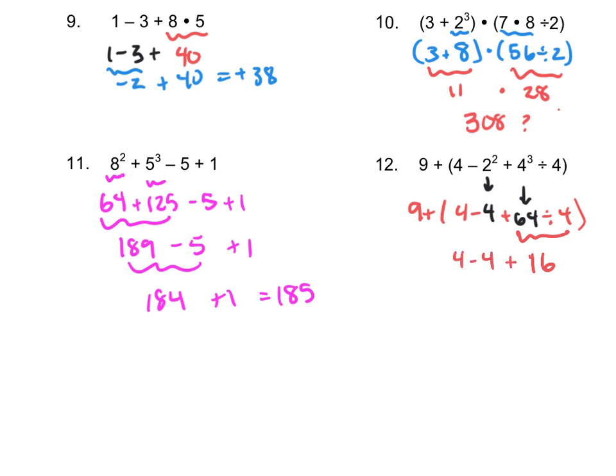4 minus 4 plus 9 plus, so now we're going to subtract. We'd get 0 plus 16, then we'd have 9 plus 16, which is 25.